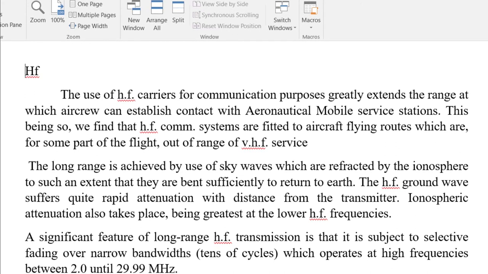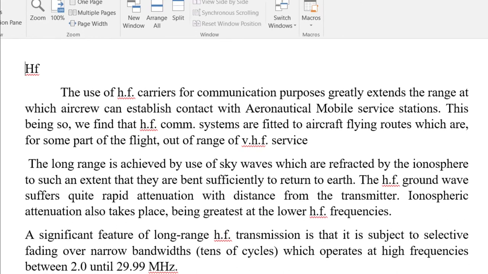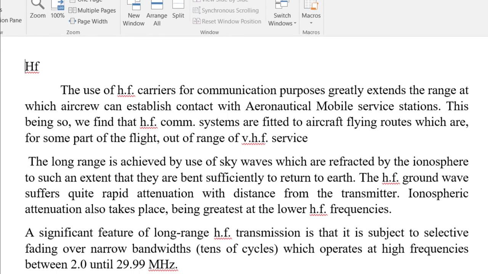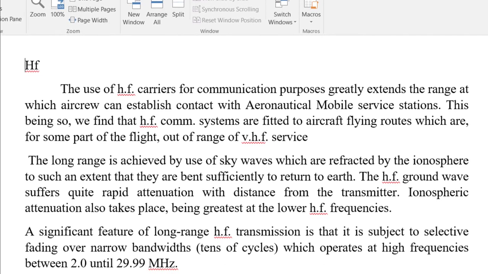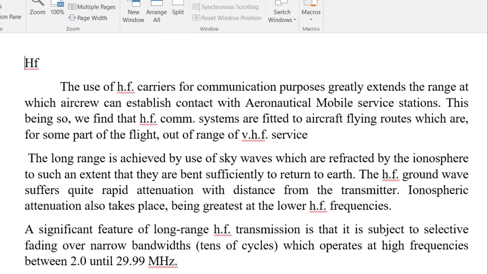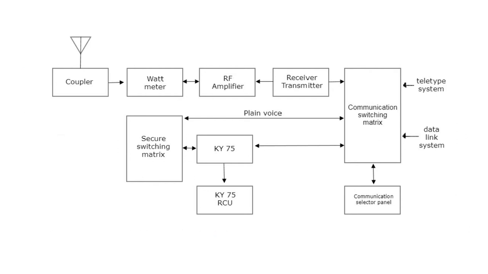A significant feature of long-range HF transmissions is that they are subject to selective fading over narrow bandwidth, tens of cycles, which operates at high frequencies between 2 and 29.99 MHz. This is the block diagram of the HF system in aircraft.